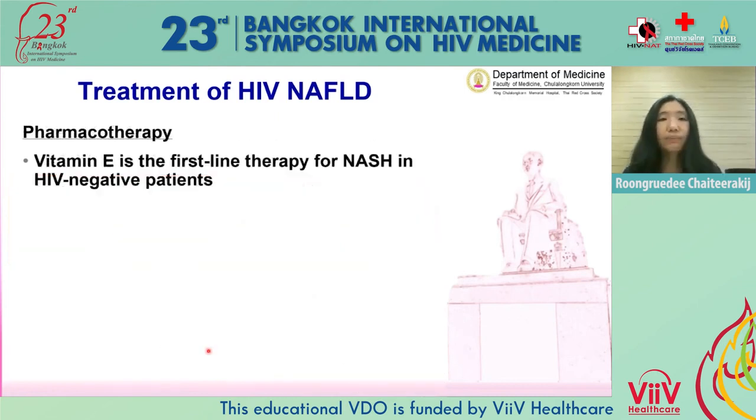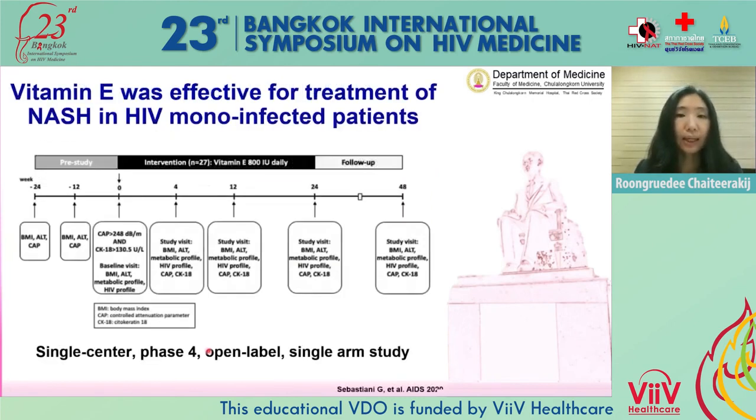What about pharmacotherapy? Vitamin E is the first-line therapy for NASH in HIV-negative patients. And this is the first single-center phase 4 open-label single-arm study, just published a couple of months ago, that studied the effect of vitamin E in HIV mono-infected patients. There were 27 HIV-infected patients receiving vitamin E 800 international units daily for 24 weeks.